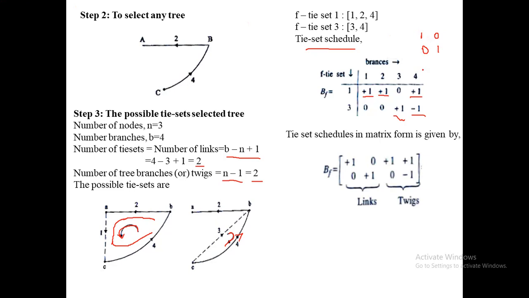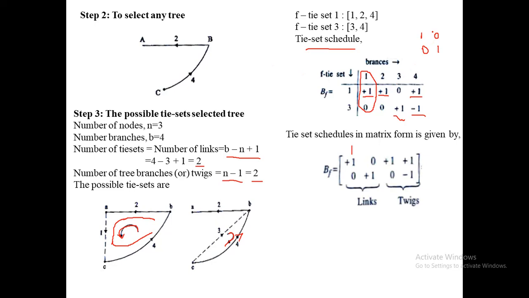Based on this, we have to write the tie-set matrix. Consider the first branch value: the column is 1, 0. We get the first identity matrix column value 1, 0. For that, first we have to write this one. This is the branch value 1. The values are +1, 0.